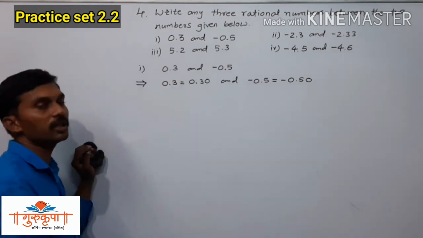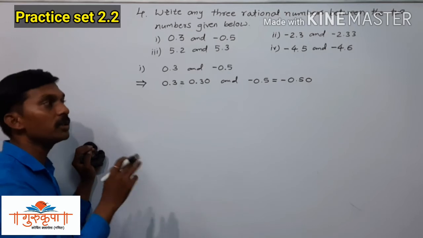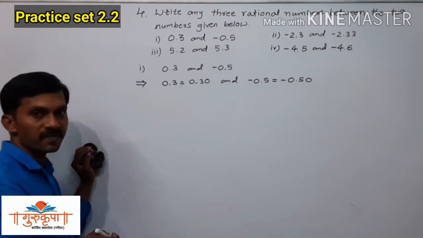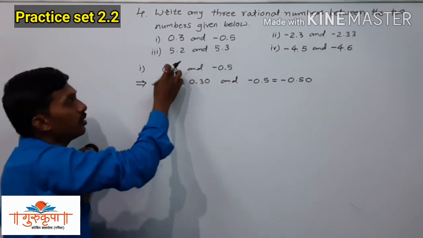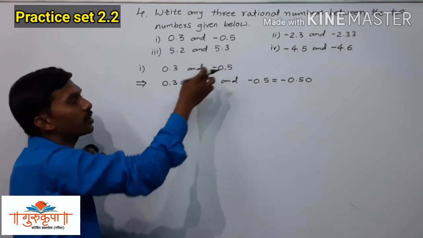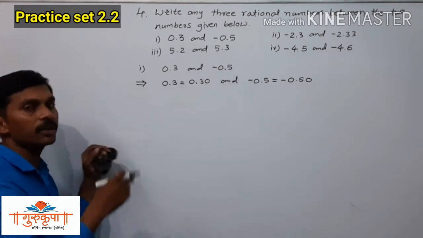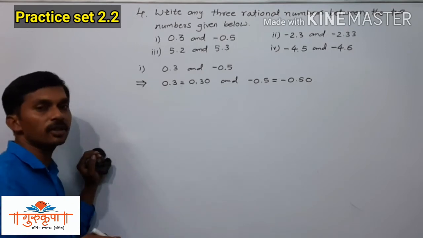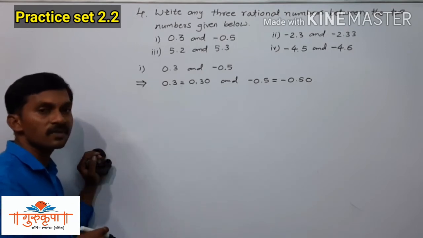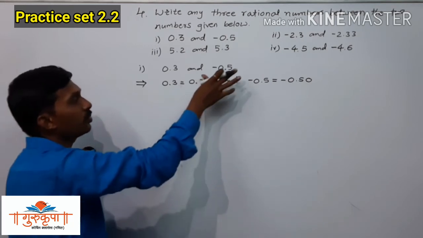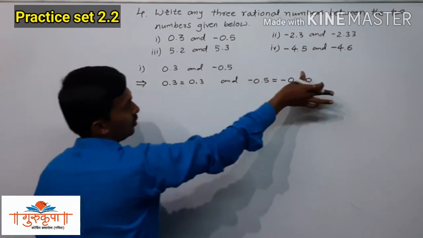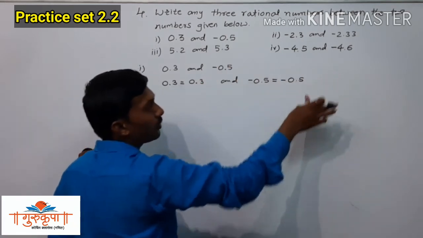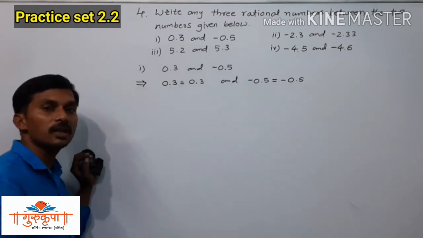Directly you can write the three numbers between these two on the number line. On the rough page you will write these two numbers on the number line, and then you will write the numbers between these two. There are infinite rational numbers, but we have to write only three rational numbers. Actually here no need to take 0 also. Then we have to take 0, and why we have to take 0 we will discuss later.